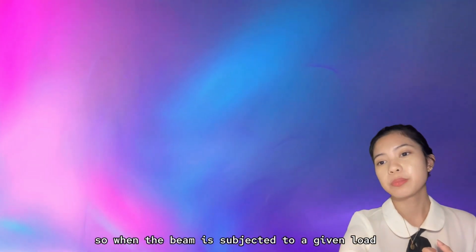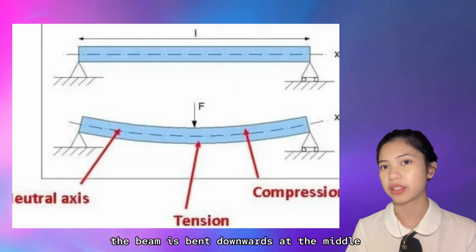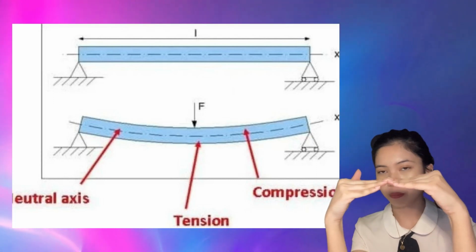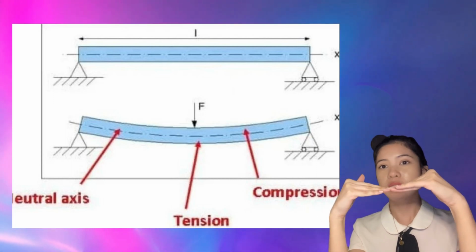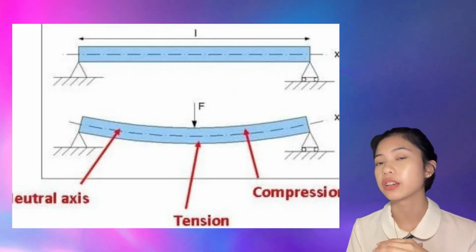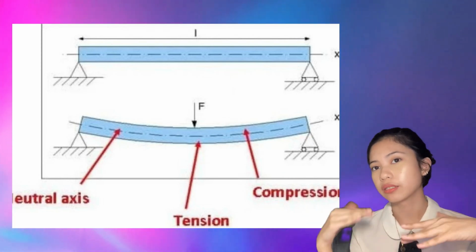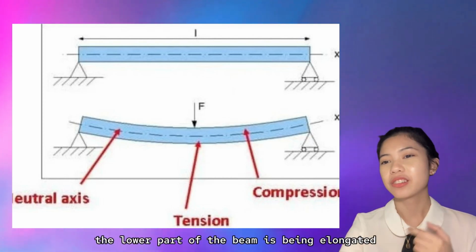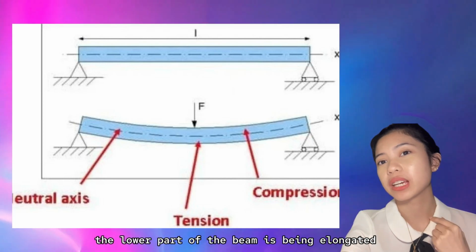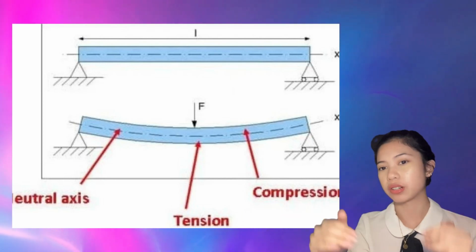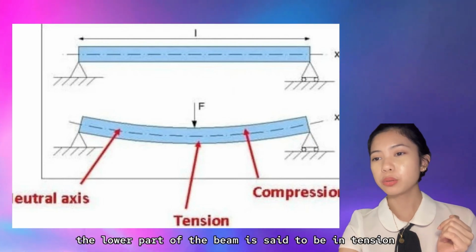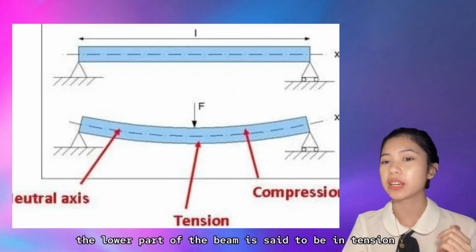So, when a beam is subjected to a given load, the beam is bent downwards at the middle. If nasosobrahan na siya sa dinadala niyang weight, magbe-bend yan ng paganon. The lower part of the beam is being elongated pag nagbe-bend siya, while the upper part of the beam is compressed. The lower part of the beam is said to be in tension.